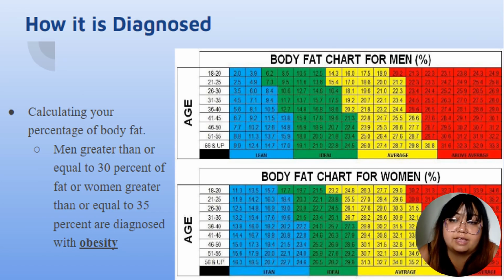Another method that I found to diagnose obesity is calculating your body fat percentage. For example, men measuring greater than or equal to 30% body fat are considered obese. And for women, if they are measuring greater than or equal to 35% body fat, then they are also considered obese. This helps you determine a muscle to fat ratio, which is a rough estimate due to the lack of variables, such as where the body fat is located. For example, if it is near the heart, near the stomach, or in the lower body.